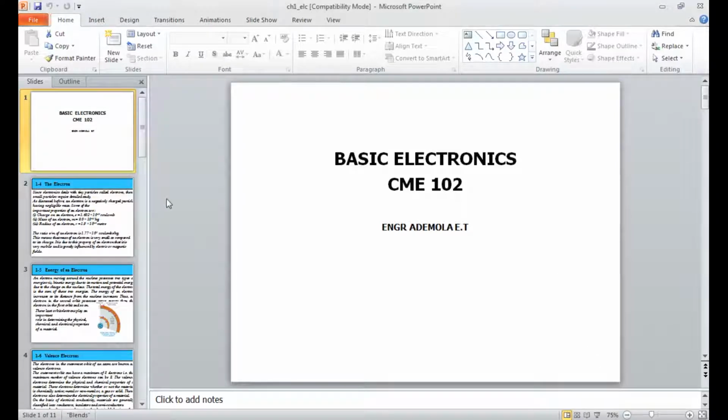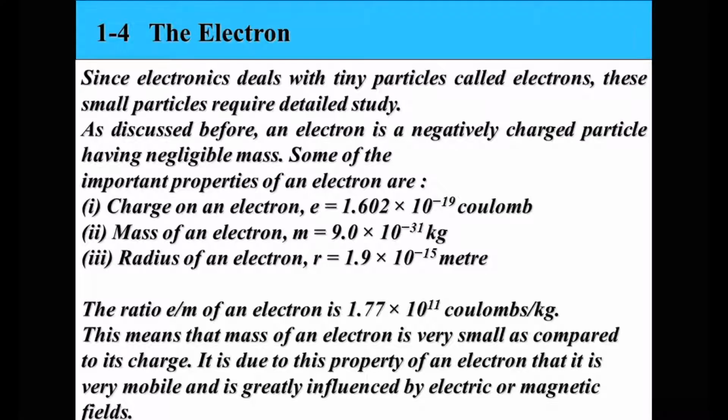Now, let me project my screen. We're looking at electrons. We know that in electronics, the reason why we study electronics is to study electrons, because electrons are the major particles that we study in electronics. Now, in our last class, we said that an electron is a negatively charged particle that has negligible mass.